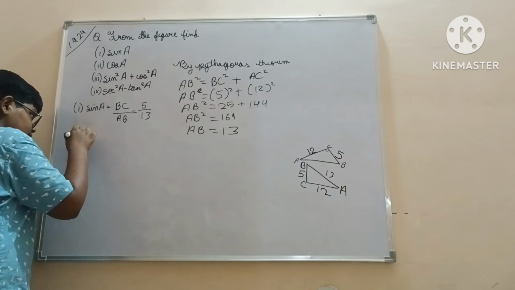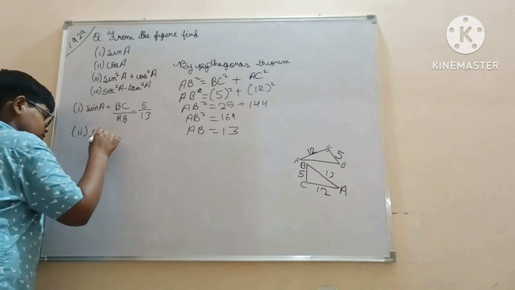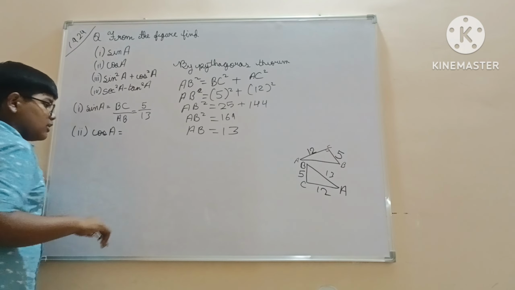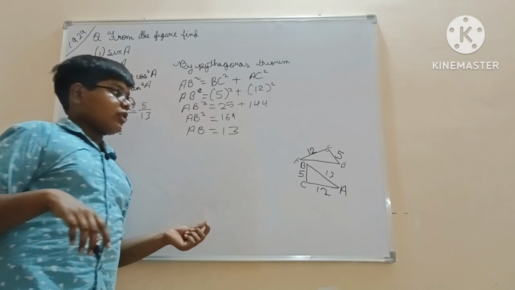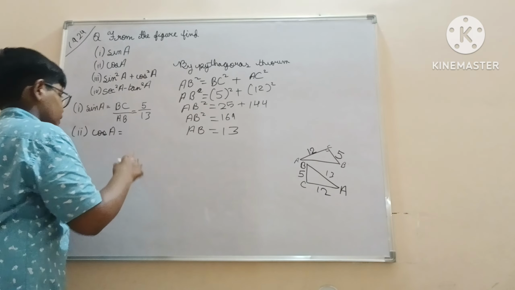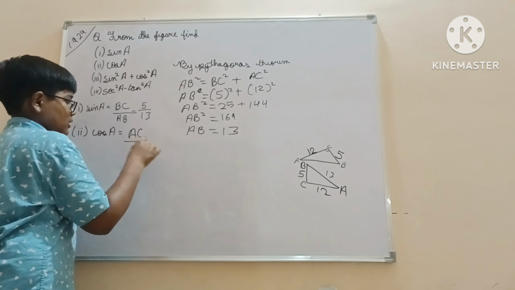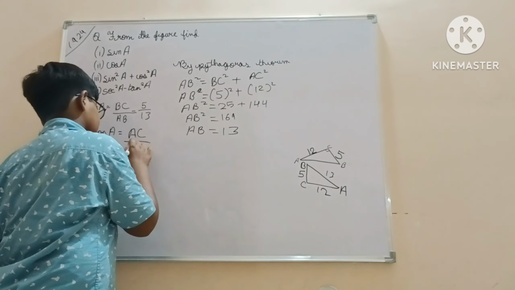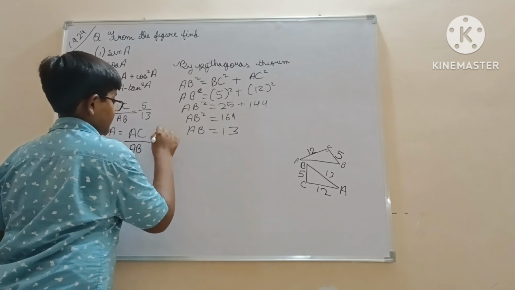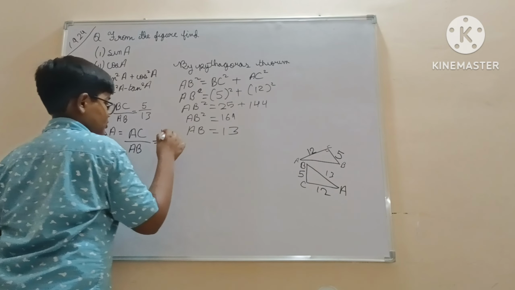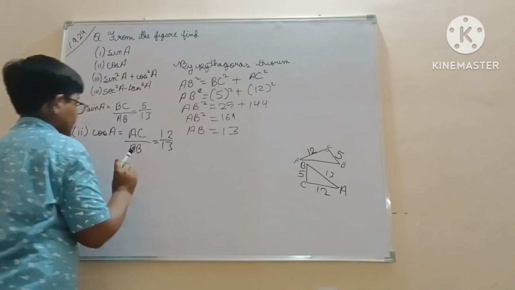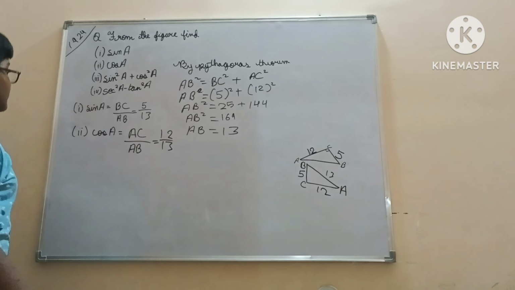Now we have to find the second trigonometrical ratio, which is cos A. The formula of cos is base divided by hypotenuse. So the base of our triangle is AC and the hypotenuse is AB. The base is 12 and the hypotenuse is 13. So we get our answer of cos A as 12 by 13.